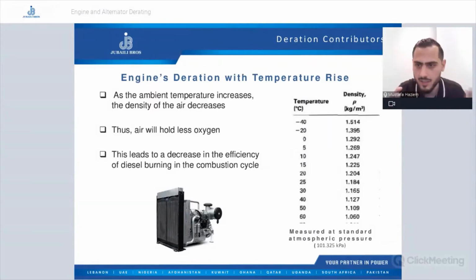Let me show you a small experiment that I found online. Some scientists did an experiment to show the relation between temperature and density by keeping pressure constant. If we look at the density of air at 20 degrees Celsius, it is 1.204 kilograms per cubic meter, while at 50 degrees, it is 1.109. There's a difference of about 8 to 9% in this 30 degree difference. Therefore, we can see that the air is less dense and can hold less oxygen, and this will affect our engine accordingly.